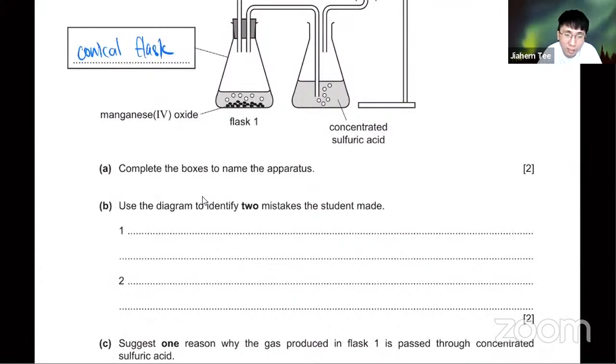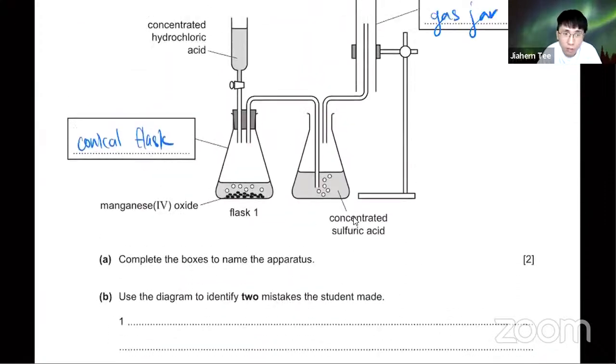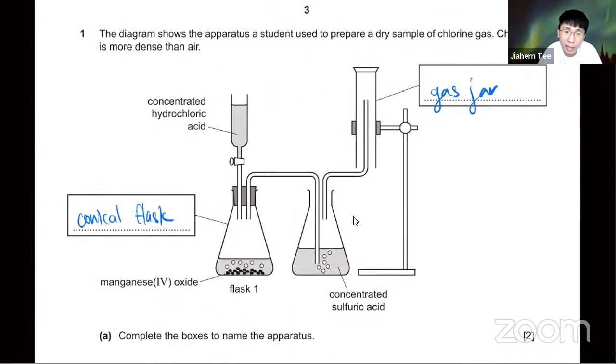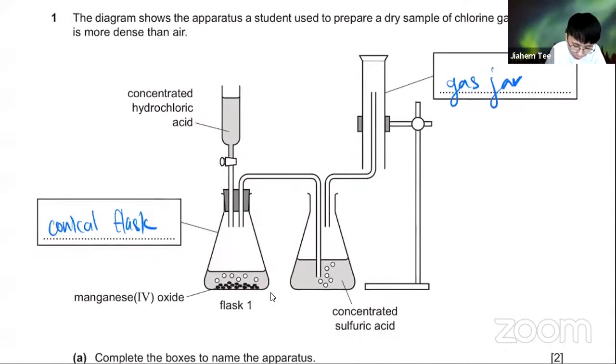Use the diagram above to identify two mistakes the student made. So if you check this diagram here, guys, is there any mistake? Is there two mistakes here? Because they say they need two. So definitely there are two mistakes inside this diagram. Let's go by the flow. You see that I have acid and some manganese oxide inside here. When you carry out this reaction, it will produce some gas. The gas will flow into the concentrated sulfuric acid. Then the gas, after going through sulfuric acid, will continue to flow into the gas jar.